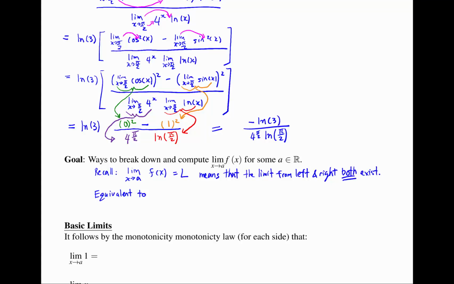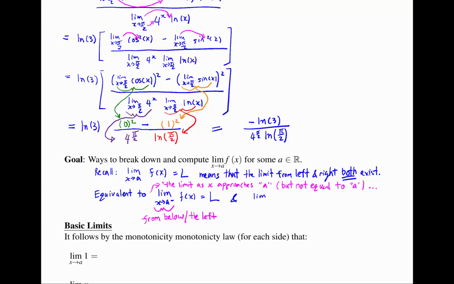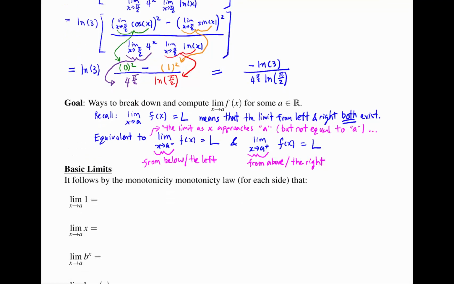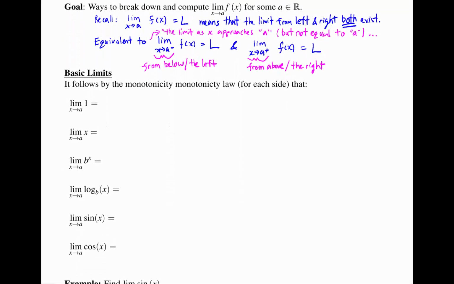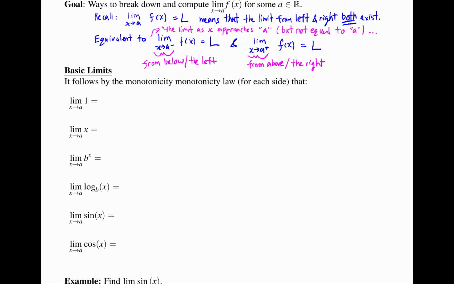In other words, the limit as x approaches a from below, but is not equal to a, of f of x is L, and the limit as x approaches a from the right of f of x is also equal to that same number L. We can use this definition in our monotonicity law to establish some basic limits. In particular, we can establish that the limit as x goes to a of 1 is just 1.